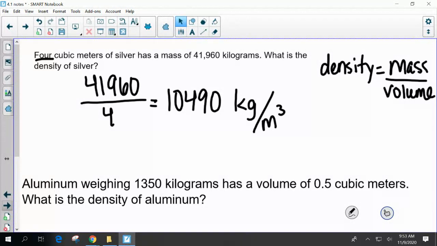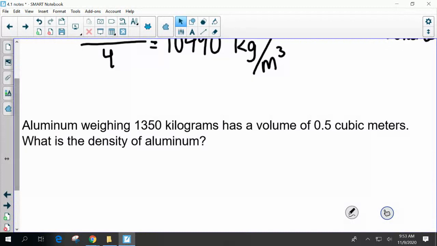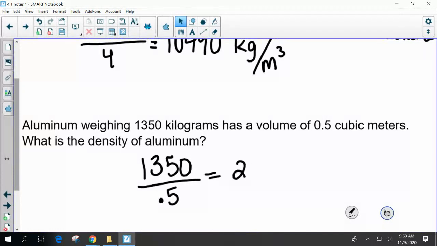Okay, so let's look at aluminum. Aluminum weighing 1,350 kilograms has a volume of 0.5 cubic meters. What is the density of aluminum? So mass divided by volume. So 1,350 over 0.5. So 2,700 kilograms per meters cubed.